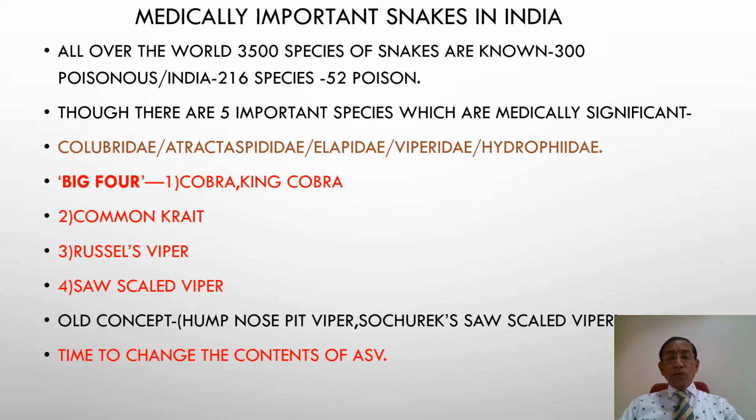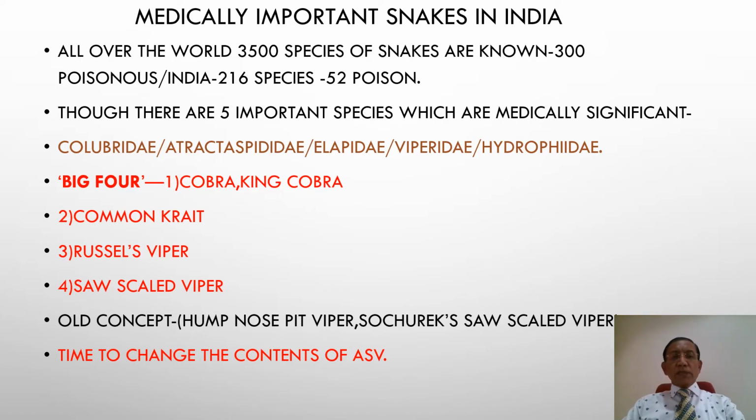Now this is actually an old concept that these four are considered to be the major ones. Now the concept is that two more important snakes, like the hump-nosed pit viper and Sochurek's saw-scaled viper, are also very common. The importance of that lies in the fact that the ASV which we have traditionally has antivenom against these big four. So now it is said that the ASV should be changed and we should have an ASV which has antivenom against these two also, so that it should be antivenom against six.